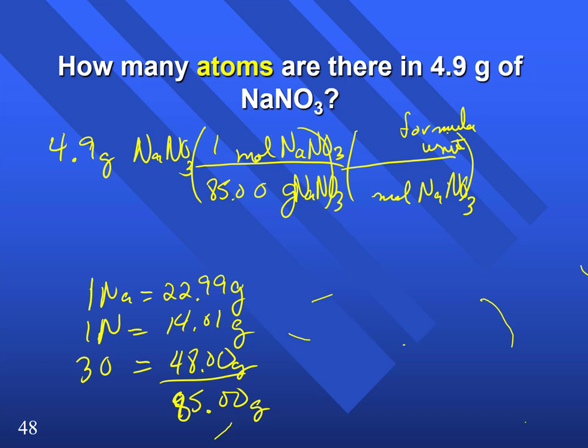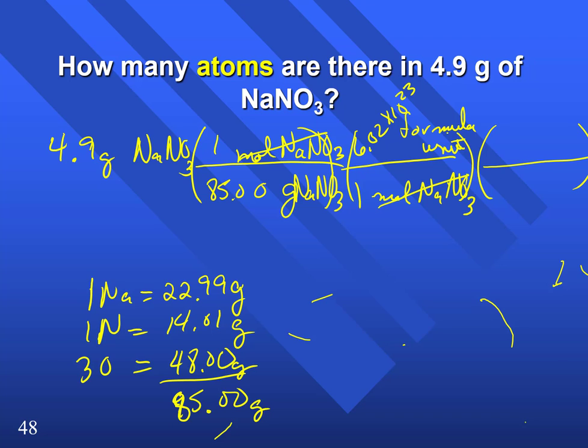The type of piece changes, the number of pieces doesn't change. Just like a dozen eggs and a dozen donuts have the same number of pieces, but they don't have the same kind of piece. So 1 mole is always 6.02 times 10 to the 23rd. Just depends on what kind of piece it is.